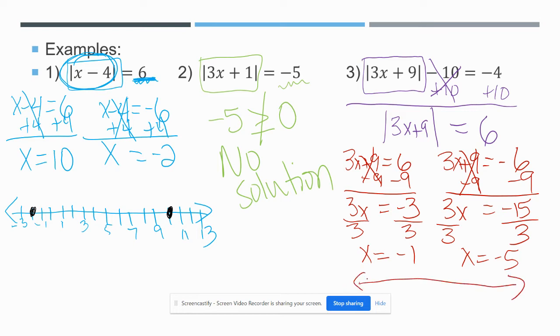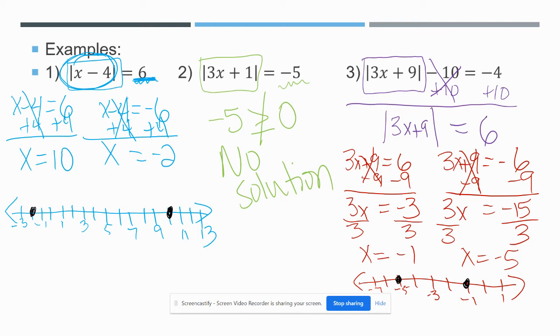If I were to plot this on a number line, then I would plot a dot at negative 5 and negative 1. Not doing any shading or anything like that because this is not an inequality, it's an equal sign. So we only have those two exact answers.